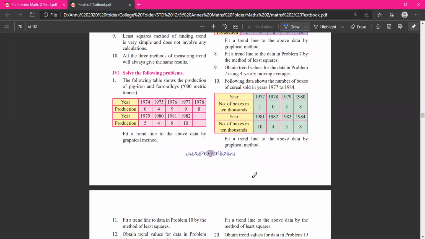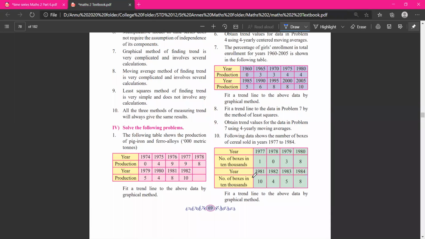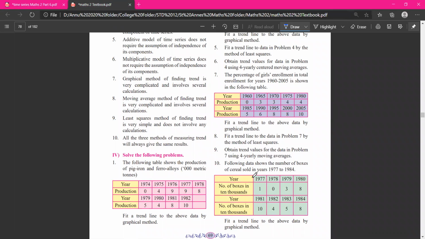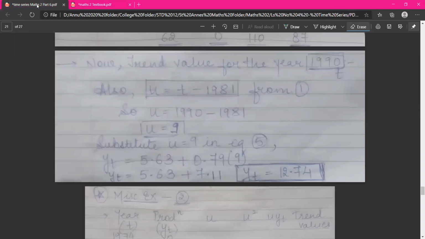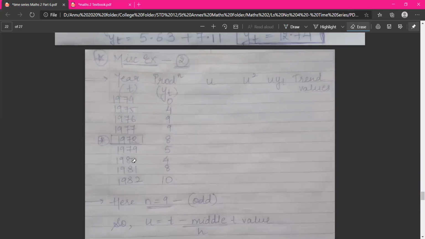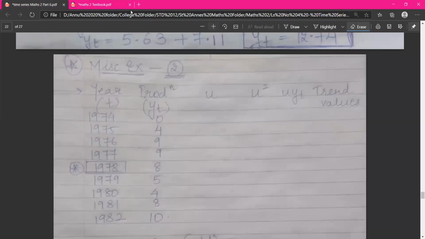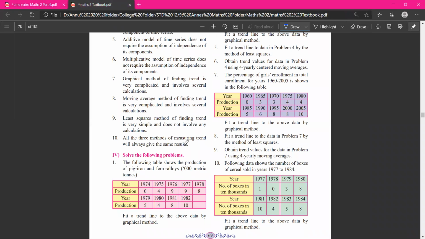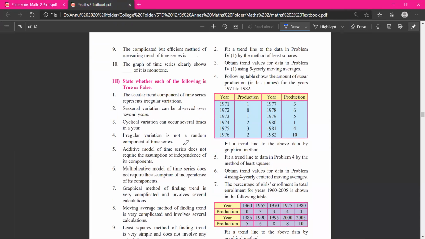This time you can pause the video and start solving it on your own, and in the middle you can again start the video and see whether you are able to follow and you are able to do it. Okay? So I am starting with miscellaneous exercise sum number 2. If you want, class, you can pause the video over here and start by yourself. And after finishing, or wherever you get stuck, you can resume the video and listen to it. So: fit a trend line to the data in problem 4 of 1 by the method of least squares.